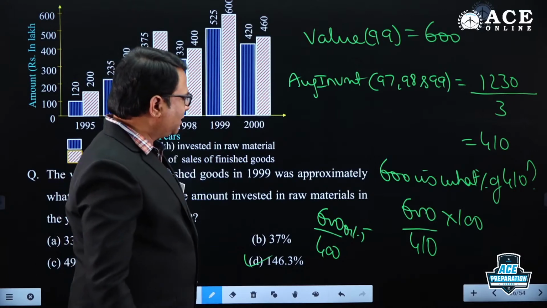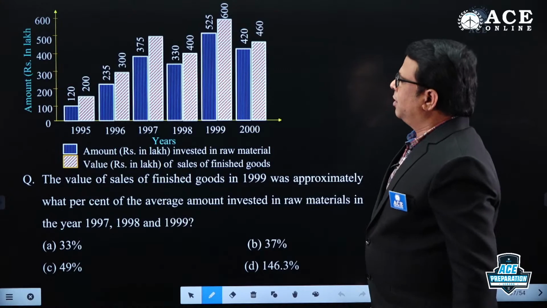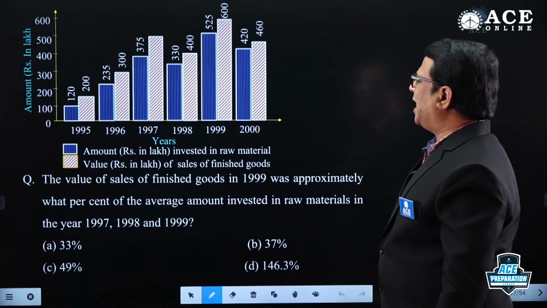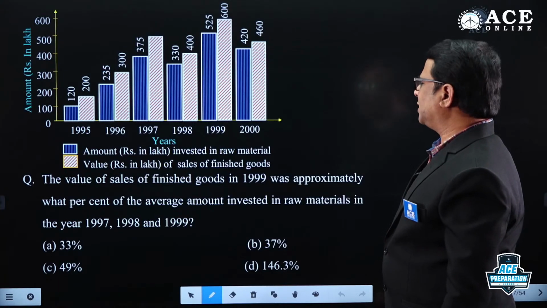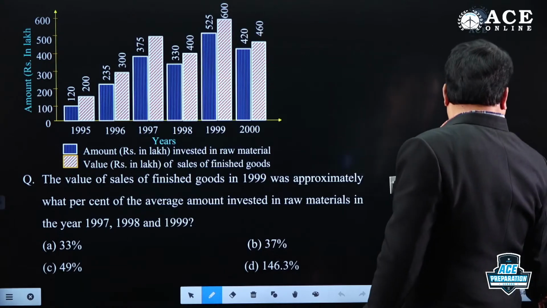Okay, right. The next question. The value of sales of finished goods in okay, the same question has repeated. Okay, fine.